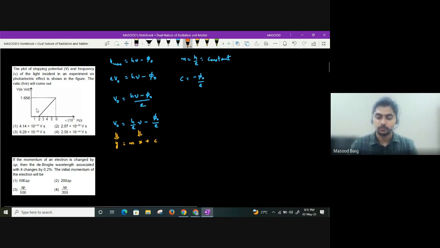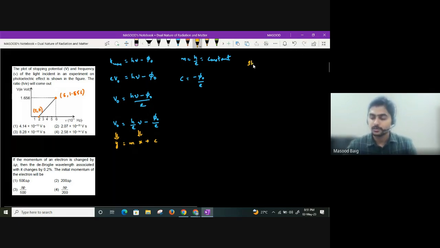Now, if you come back to the question, they're asking us the ratio h by e. What is this h by e called? Is it called the slope or not? So how will you find the slope? You'll just take this point. How much is this point? 6 comma 1.656. How much is this point? 2 comma 0. So what is the h by e value here?